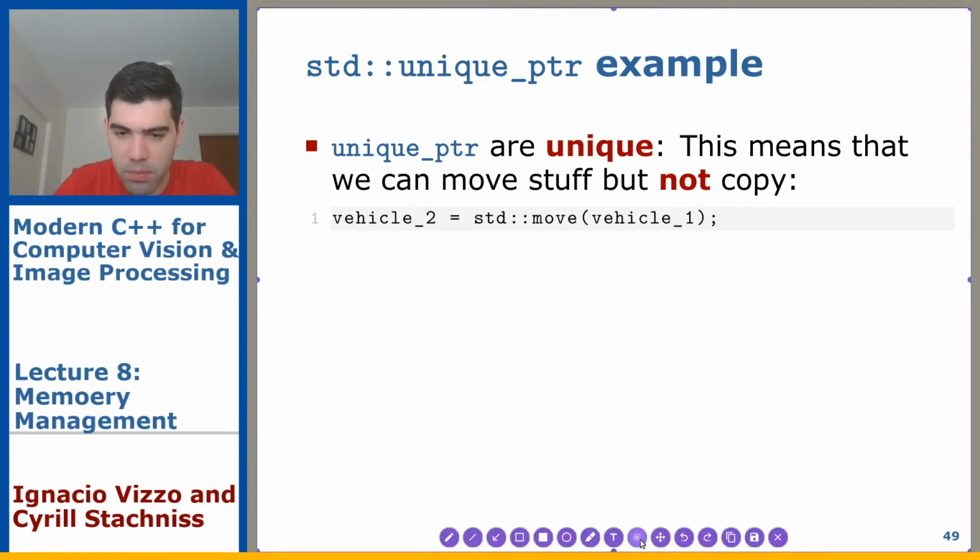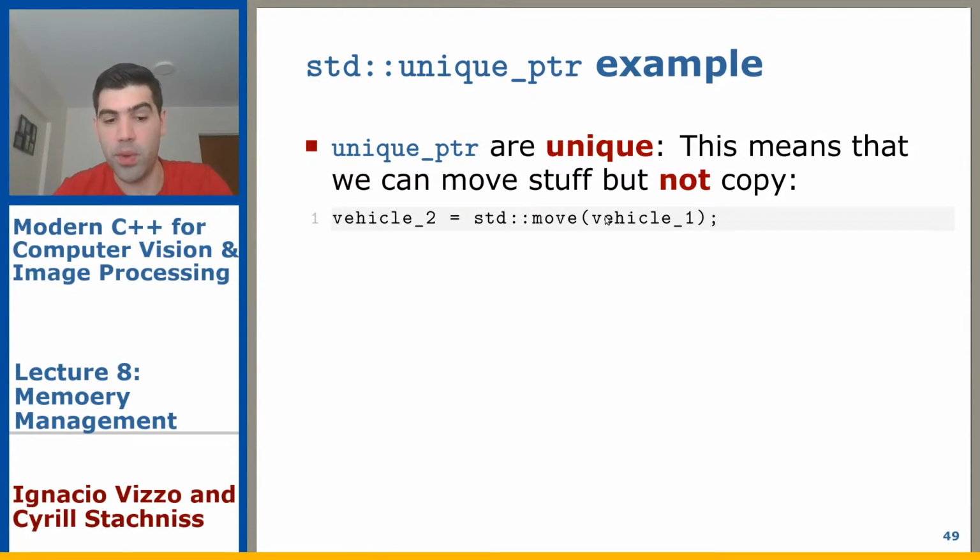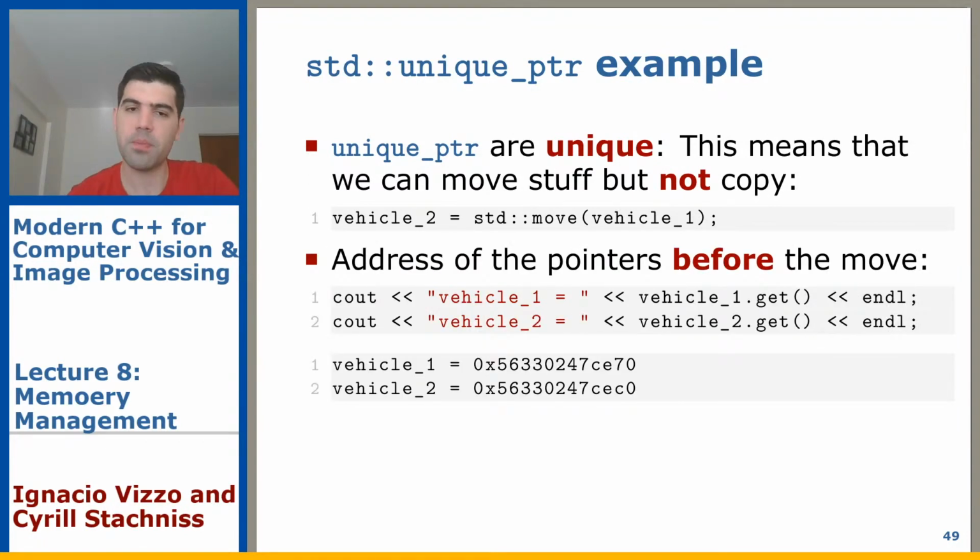So if you try to do this, like vehicle2 equals vehicle1, but remember these were unique pointers, then you will get a compilation error because you cannot copy the content of vehicle1 because it is unique, but you can move. This means you can take ownership. This means vehicle1 will not be used anymore. I will take ownership of this object with std::move.